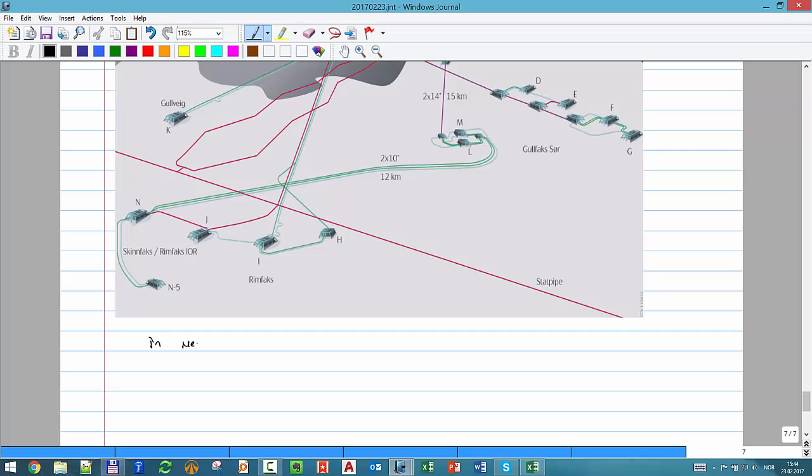In networks, there is interdependence between wells. Okay, there is interference between wells.